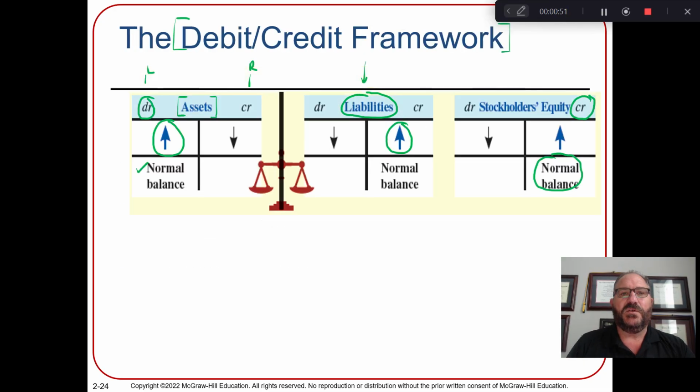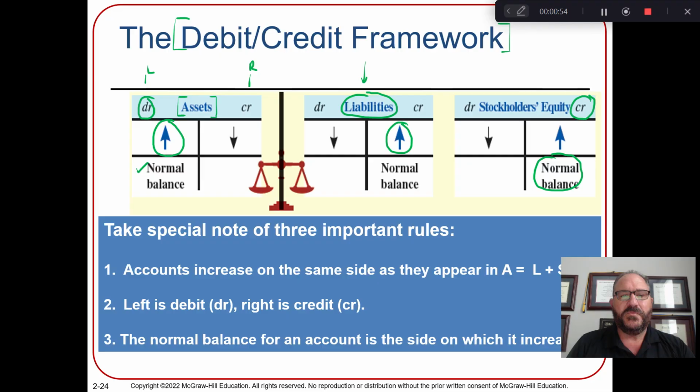All right. So let's take a look. Here they're going to show you a couple things. If you take a look here, this is assets equal liabilities plus stockholders' equity. Notice the normal balance. Here they tell you assets increase with a debit and they decrease with a credit. The opposite is true for liabilities and stockholders' equity.